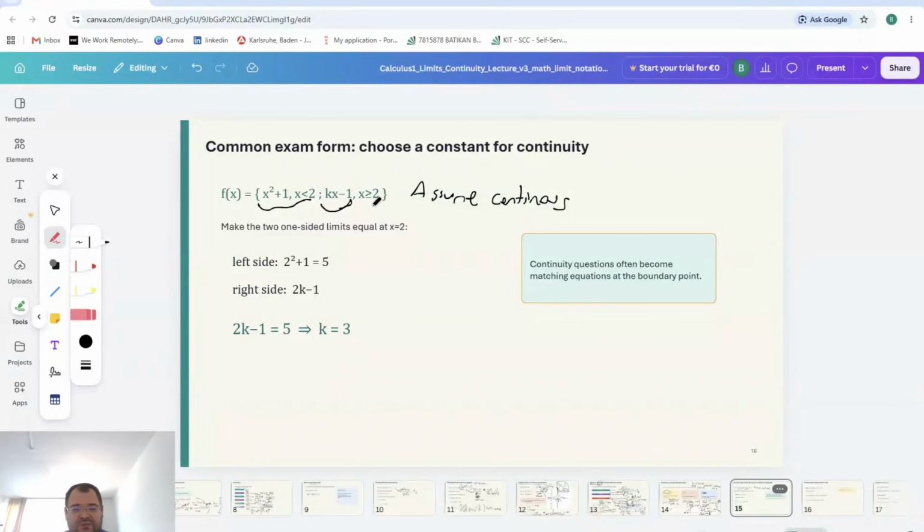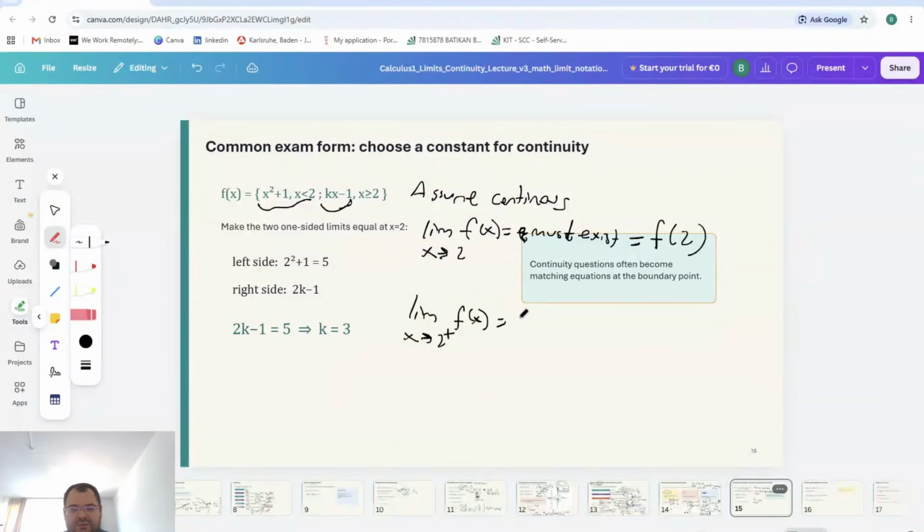So we have a special value 2, and when you consider this to be continuous, the limit as x goes to 2 of f(x) must exist, and must be equal to f(2). For this limit to exist, the right side limit and the left side limit must exist.